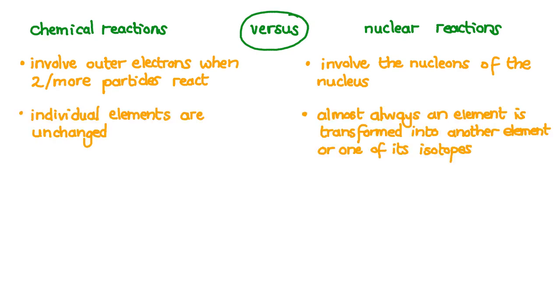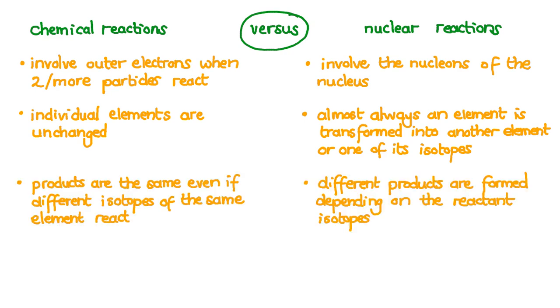In a chemical reaction, the individual reactant elements are unchanged after the reaction, although they can bond together or break apart. Whereas in a nuclear reaction, almost always an element is transformed into another or new element, or one of its isotopes. In a chemical reaction, the products are the same, even if different isotopes of the same element react. While in a nuclear reaction, different products are formed, depending on the reactant isotopes.